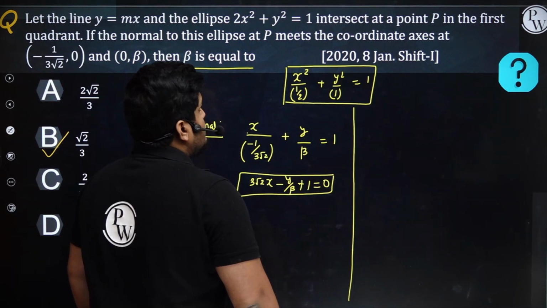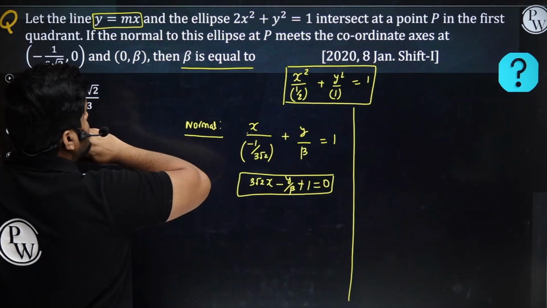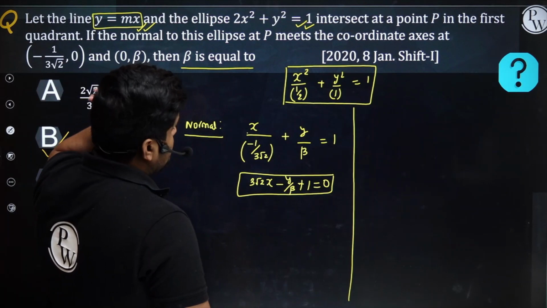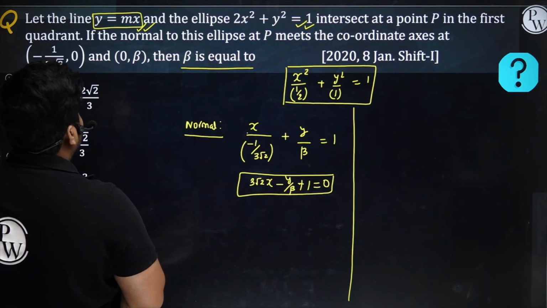So what is the point of contact? The point of contact is with y equal to mx. y equal to mx is the point of contact of this line and this ellipse. This line and this ellipse. And there we have written the tangent. Fine. So can we find out this point of intersection? Can you find where y equal to mx is intersecting with this ellipse in the first quadrant?